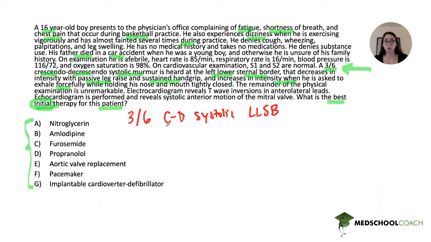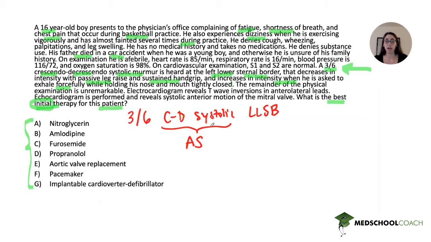Crescendo-decrescendo systolic murmur. Now, we've heard this term before. This is kind of the classic description of a few different types of murmurs, one of the more common ones being aortic stenosis. But it's not aortic stenosis. And why is it not aortic stenosis? Well, first of all, the age. The patient is definitely a little bit young, but he certainly is presenting with the exertional symptoms that we would expect to see in aortic stenosis.